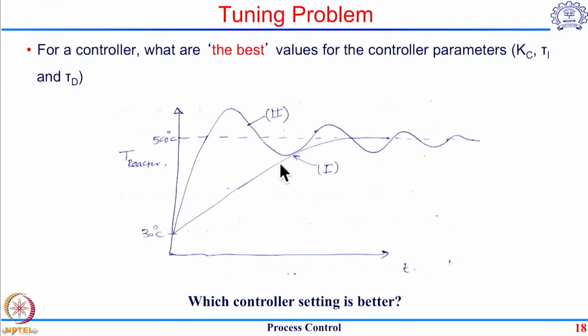So in that case, my controller 1 turns out to be a better option. So what I am trying to drive at is that depending on the scenario, or depending on what your requirement is, controller 1 or controller 2, either one can be a better option. So there is no right or wrong in a very general sense.